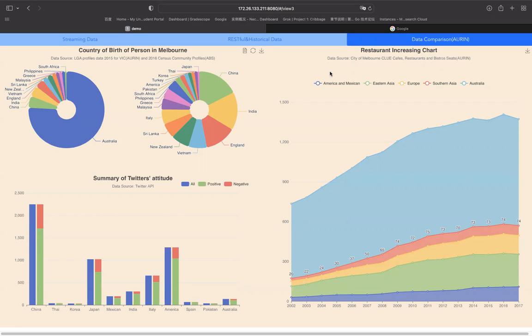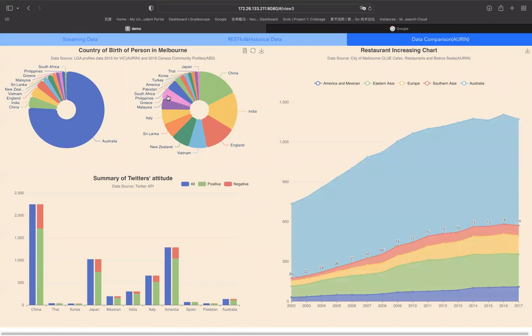Several datasets online can be made use of, such as the census data from the ABS profile. And also, there is some restaurant data from 2002 to 2017. This is for the city of Melbourne. The data here help us know about the composition of population, and the data here help us know the restaurant number trend.